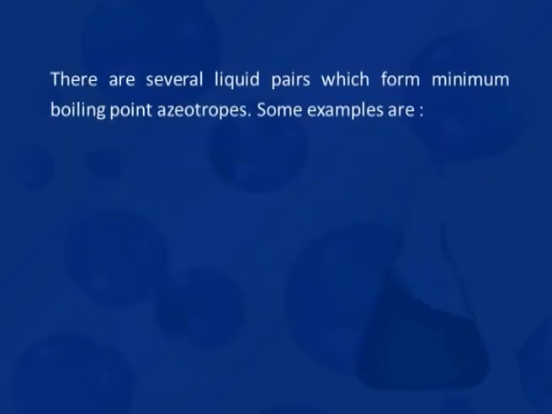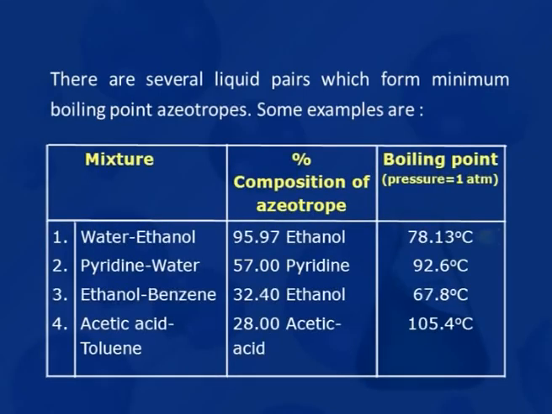There are several liquid pairs which form minimum boiling azeotropic solutions. Some of these are water and ethanol, which boils at 78.13 degrees Celsius. In this, 95.97% ethanol is taken. Second pair is pyridine and water. In this, 57% of pyridine is taken and this solution boils at 92.6 degrees Celsius.